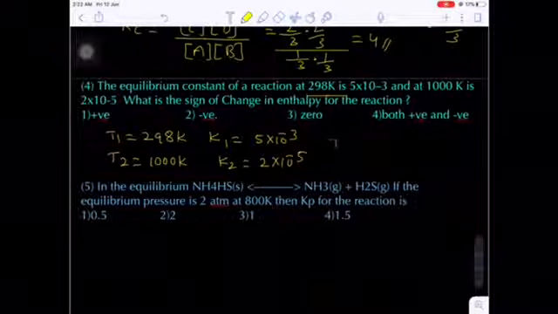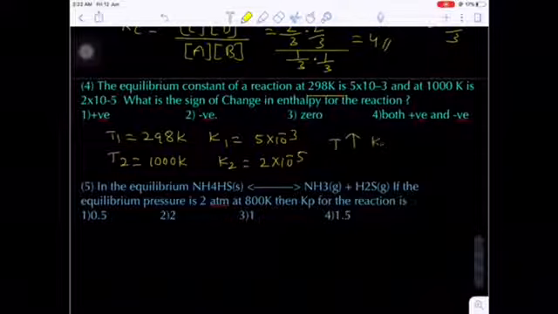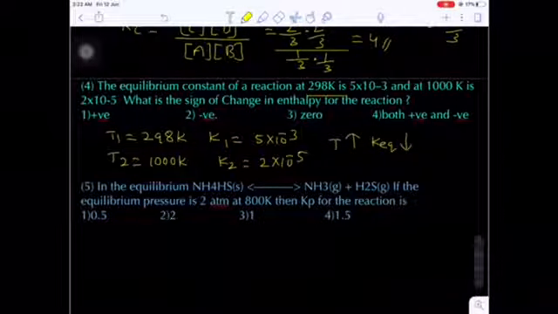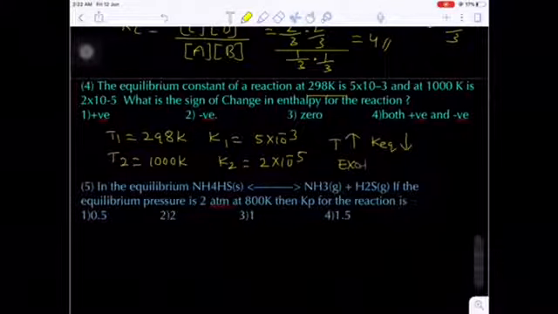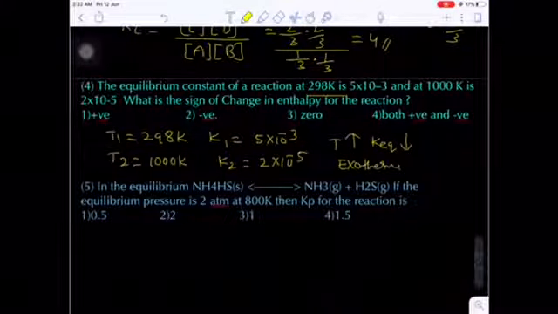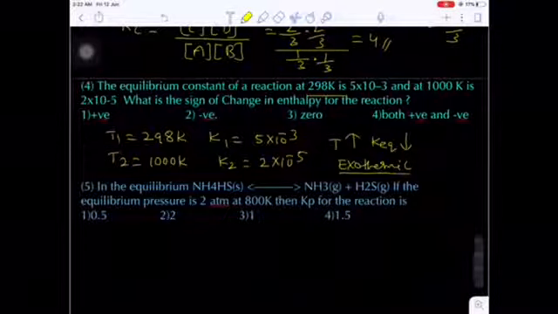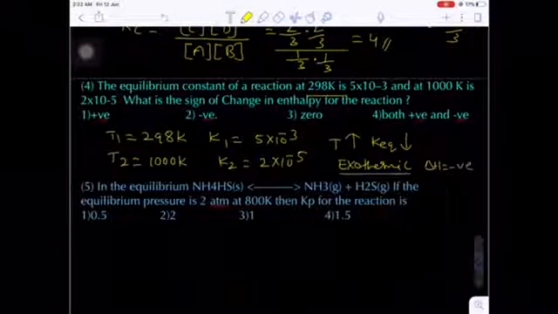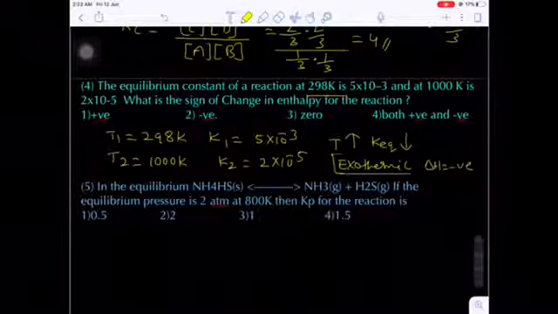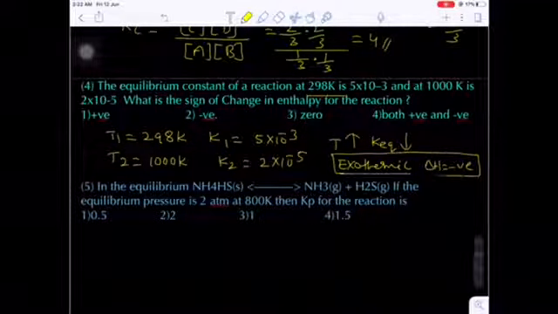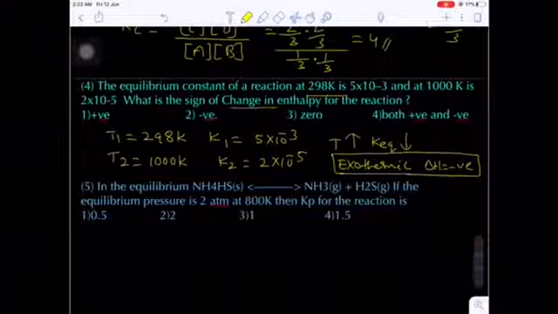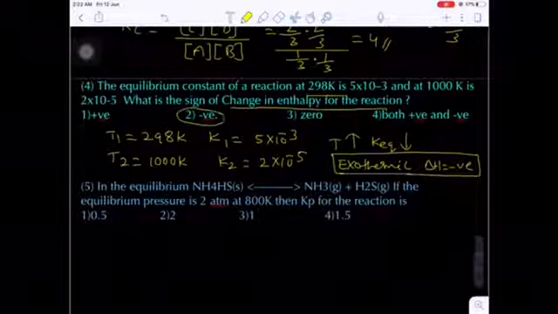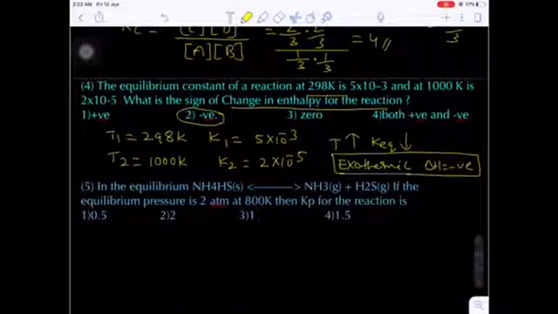What happens? Temperature increases, the equilibrium constant value decreases. That is, these two are inversely proportional. The reaction will be exothermic. In an exothermic reaction, we know delta H is always negative. Delta H sign is always negative. So the change in enthalpy, nothing but the delta H value, is negative. So the answer is option 2, the second option.